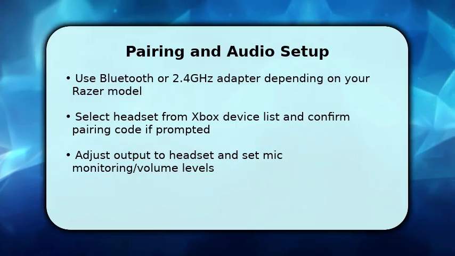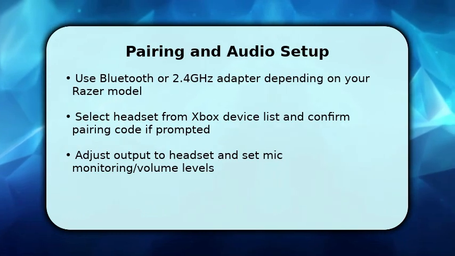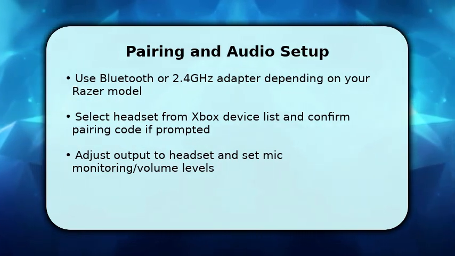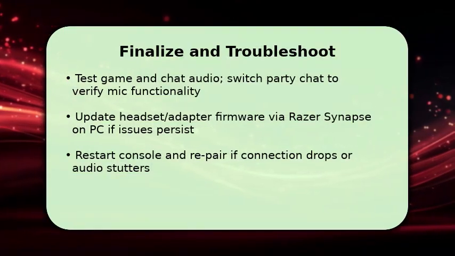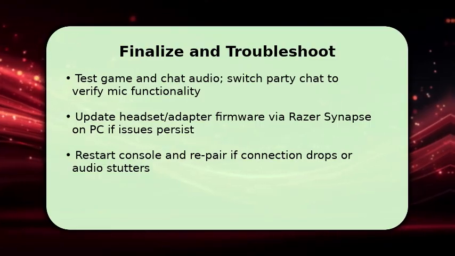After the link is established, go to Audio Output and set the headset as the output and headset chat device. Then fine-tune volume and mic monitoring so chat and game audio are balanced. Finally, test both game audio and voice chat by joining a party or launching a game. This confirms the mic and stereo channels are working.